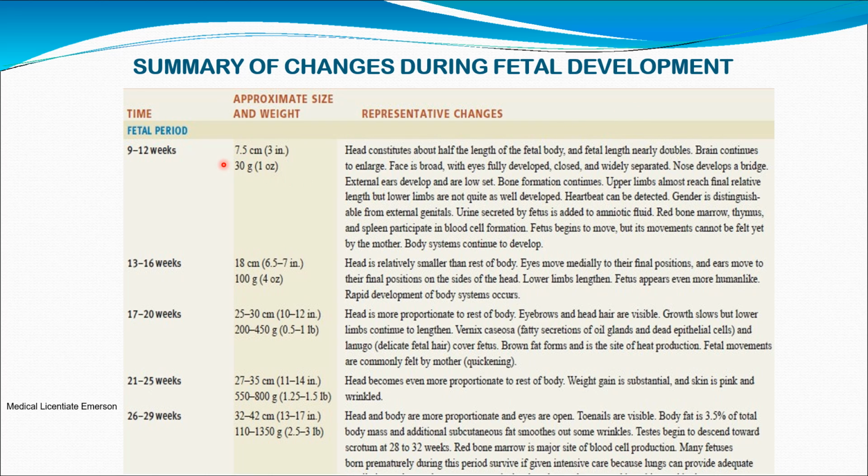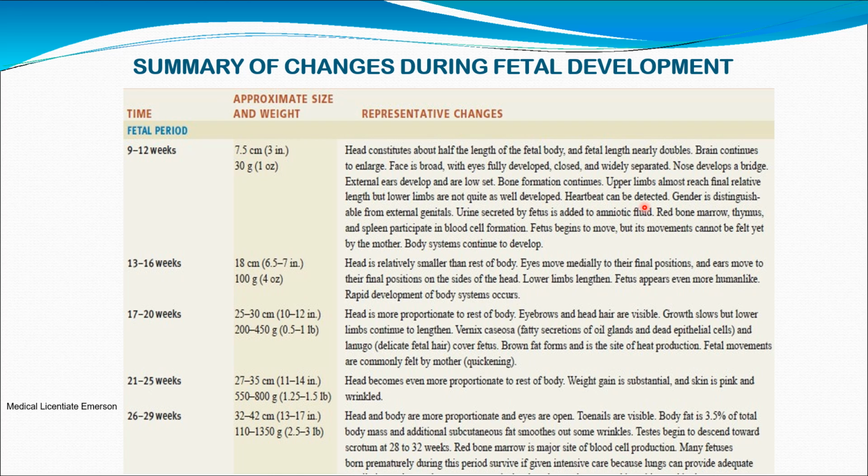Okay, so you have changes that occur in the 9 to 12 weeks, where the head constitutes about half the length of the fetal body, and the fetal length nearly doubles. Then the brain continues to enlarge. Then the face is broad, with eyes fully developed, closed and widely separated. Then the nose develops a bridge. Then the external ears develop and are low set. Then the bone formation continues. Then the upper limbs almost reach final relative length, but the lower limbs are not quite as well developed.